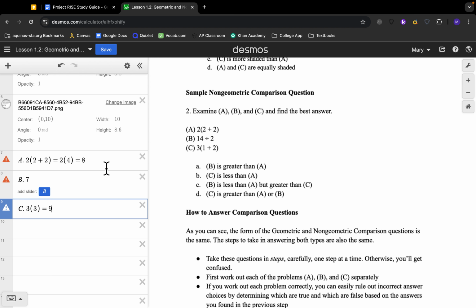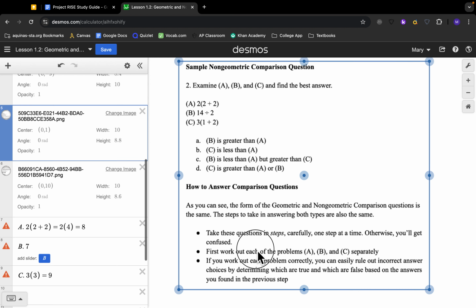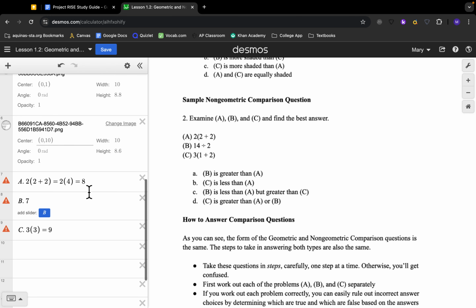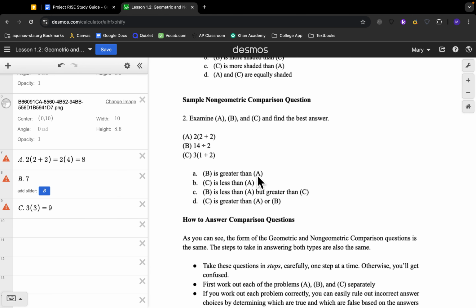So here we took the problems in steps, and we worked out each of the problems separately. That's the most important thing to do, and then when we've done that, we can look at our options and start comparing based on the answers we found here. So option A is telling us B is greater than A. Well, we know it's wrong because 8 is greater than 7, not the other way around.